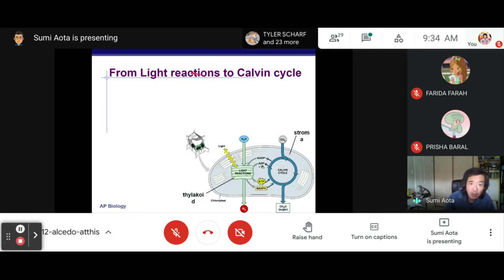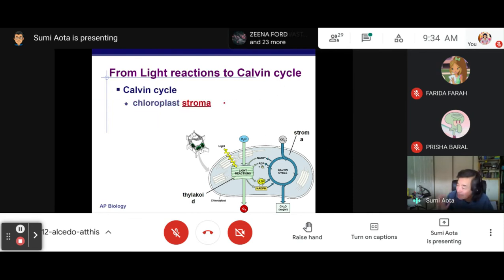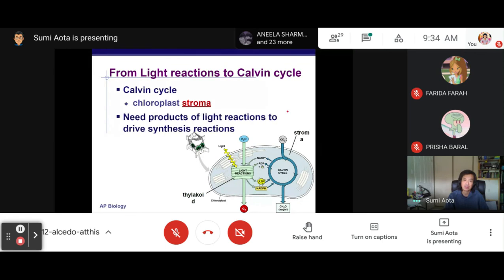Okay, so going from the light reactions to the Calvin cycle. The Calvin cycle occurs in the stroma of the chloroplast, so it does not occur in the membranes. It happens in the fluid-filled interior of the chloroplast, not in the thylakoid membranes, not in the space of the thylakoid membranes, but out here in the main fluid of the chloroplast. You need to get the products of the light reaction here to drive this cycle to run. So you need those two products.